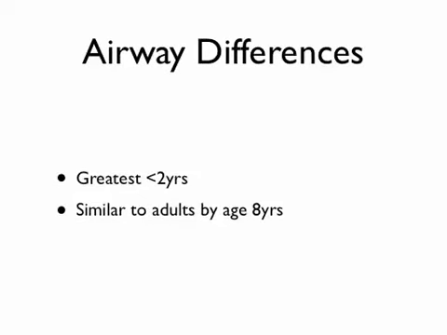We're going to talk briefly just a little bit about some of the anatomical and physiological differences with the paediatric airway compared to adults. The differences are greatest in children that are less than 2 years old, and between the age of 2 and up to about 8 years of age, they gradually progress to be more similar to just sort of small adults.